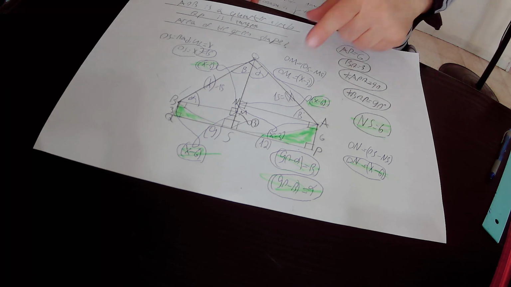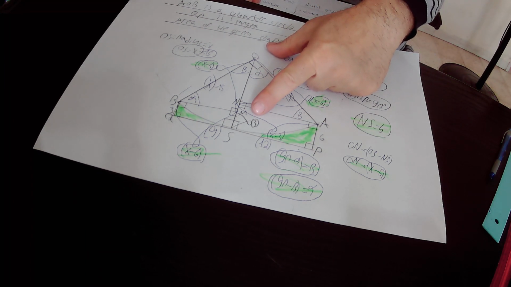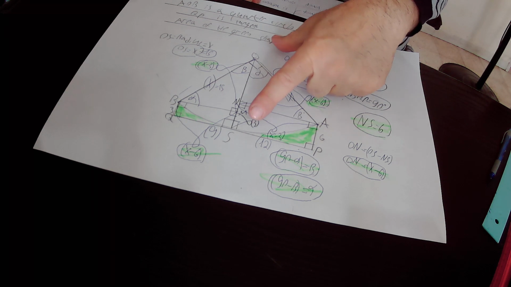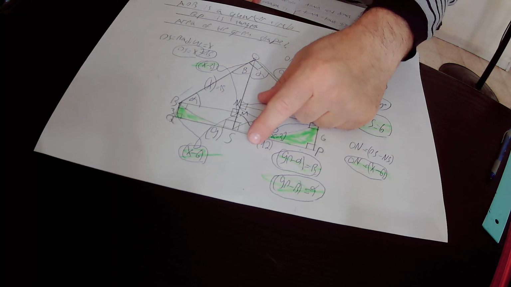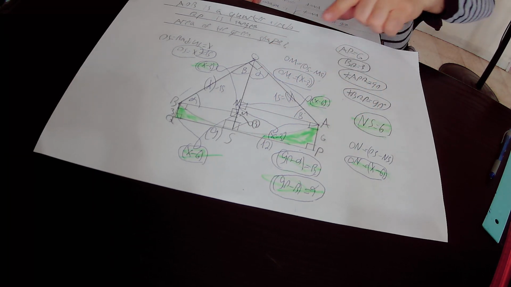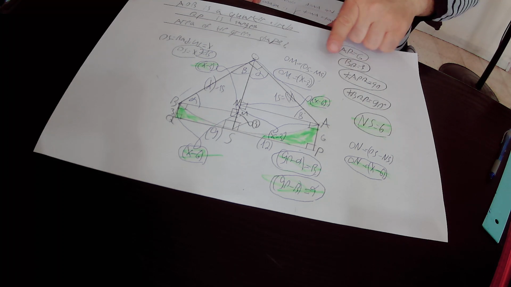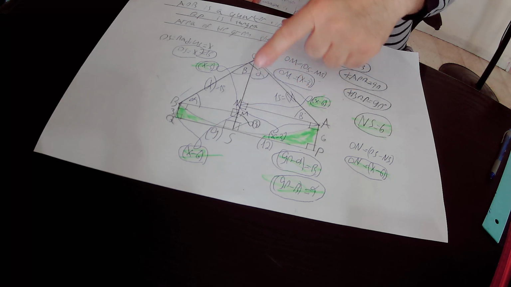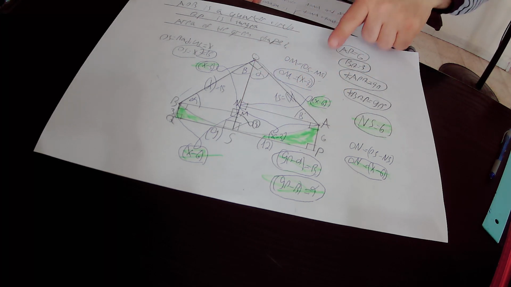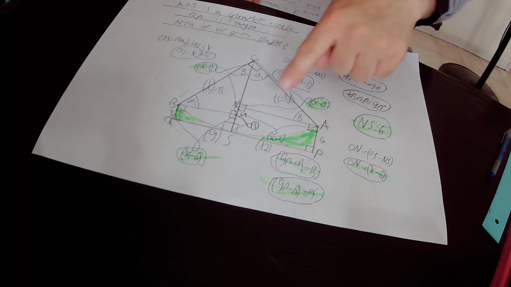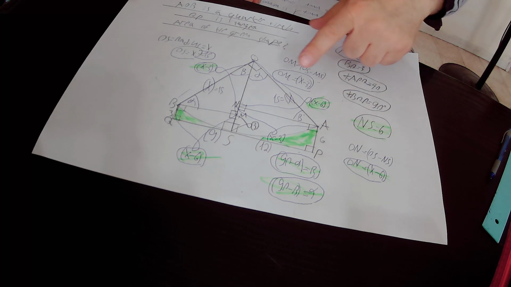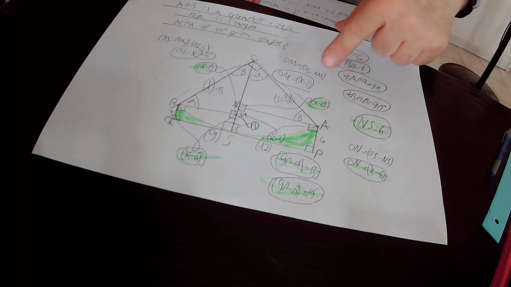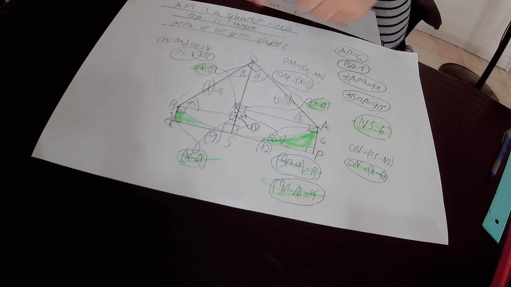What is the length of line segment OM? From the drawing it is very easy to see that OM equals OS minus MS. So OM equals OS, that is X, the radius of the quarter circle, minus MS, that is 3. So we find that the length of this line segment OM is X minus 3.